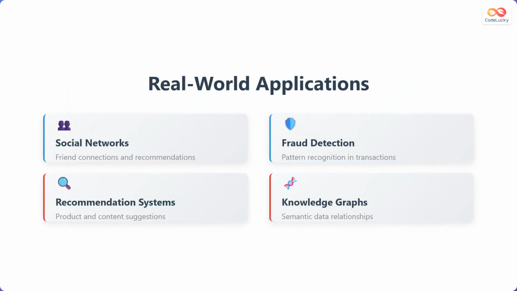Graph databases have many real-world applications. Social networks use graph databases to manage friend connections and provide recommendations. Recommendation systems use them to suggest products and content. Fraud detection systems use graph databases to recognize patterns in transactions. And knowledge graphs use them to represent semantic data relationships.